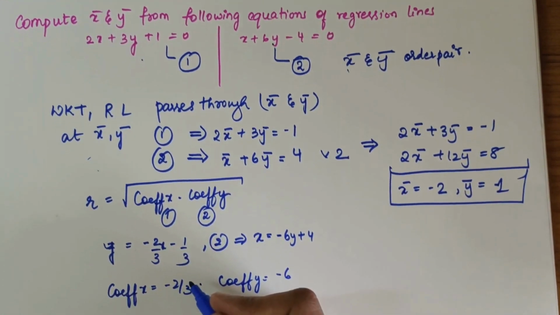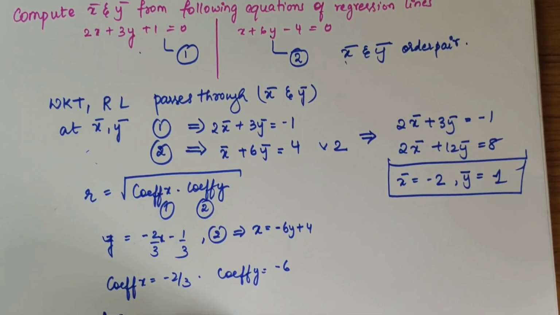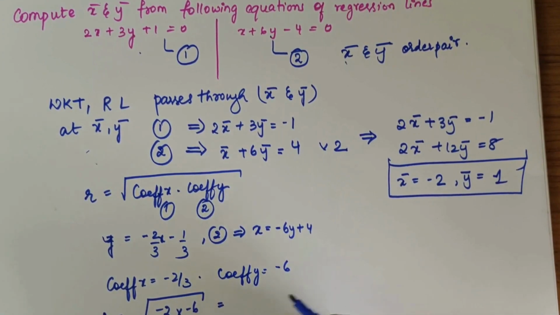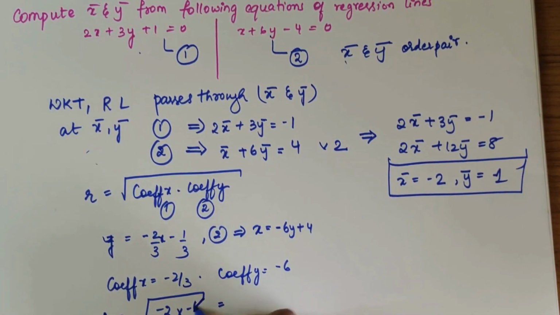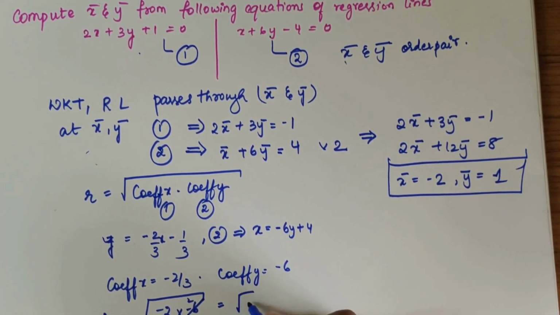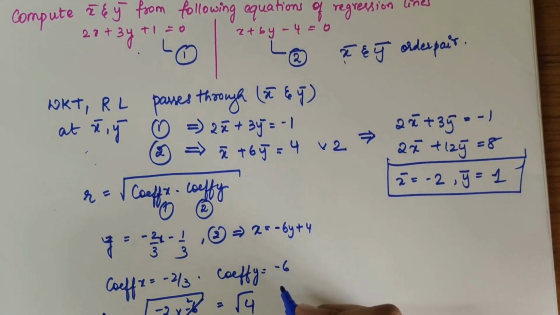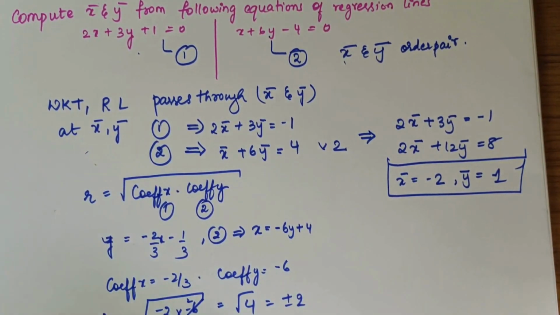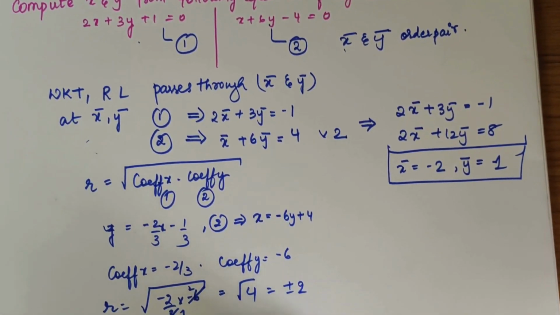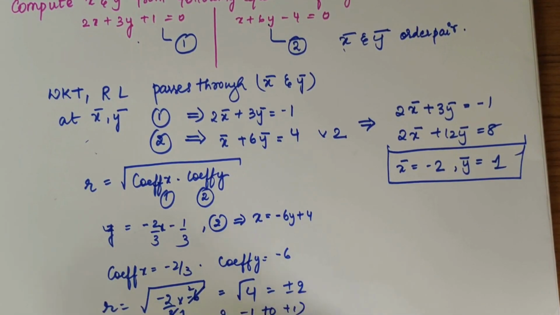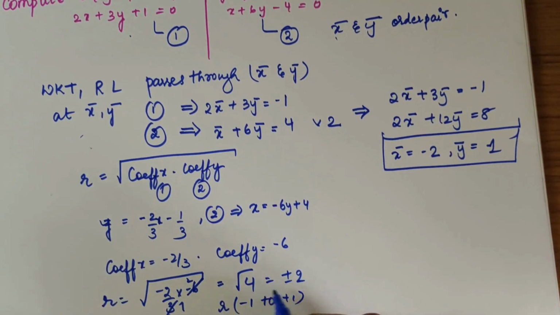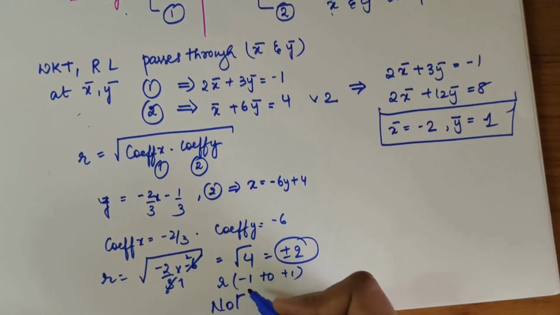So r is equal to under root of minus 2 by 3 into minus 6. So you will get the answer as under root 4. So under root 4, if you solve, you will get plus or minus 2. But the problem here is r value should always lie between minus 1 to plus 1, right? So here what we have got is plus 2, minus 2. So it is not admissible.